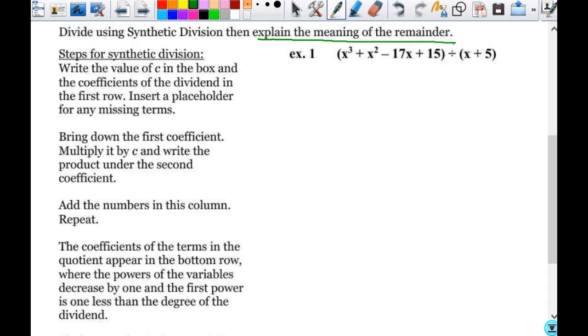So it says we write the value of c in the box and the coefficients of the dividend in the first row. When you do this, I am dividing by x plus 5, which means when I do my synthetic division and I put it in this little box right here, what number goes there? -5, because this is x minus a -5, right? And remember, it's supposed to be x minus c. So you have to take out the opposite of what you see there. So -5, and then the coefficients here, and you have to insert a placeholder just like you do in long division. Here I don't need one because it goes 3, 2, 1, 0. I'm good. So my coefficients are 1, 1, negative 17, and 15. And make sure you don't write them too close together because then you'll regret it in the end.